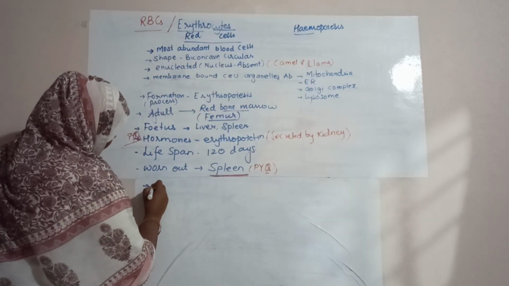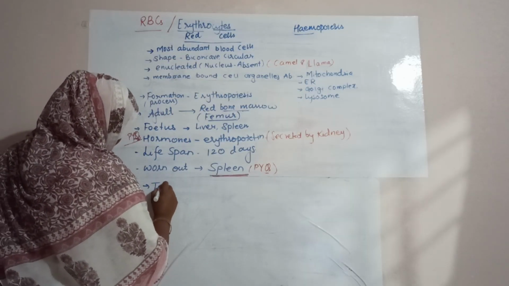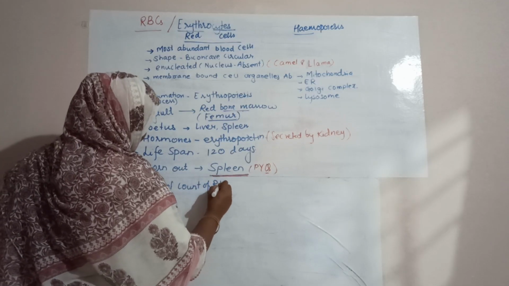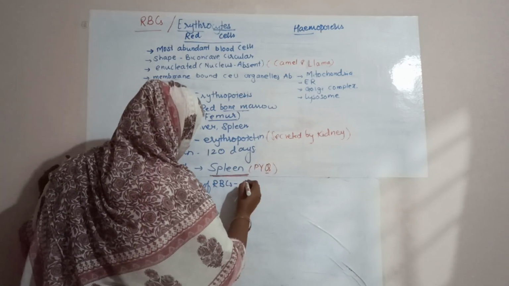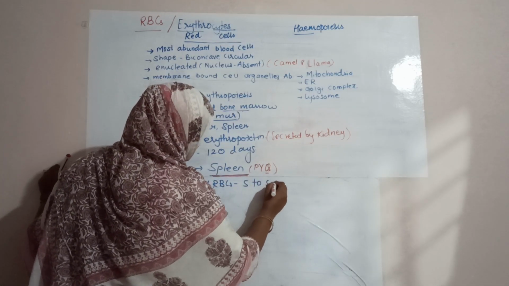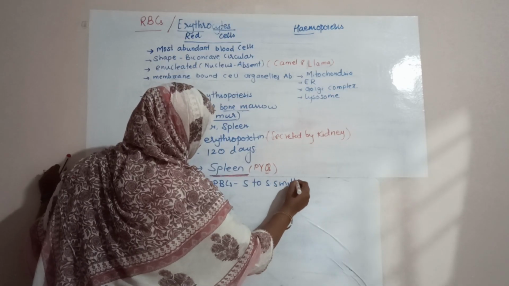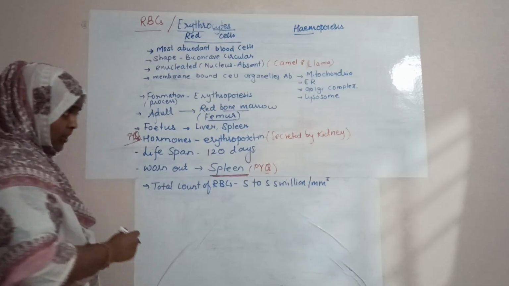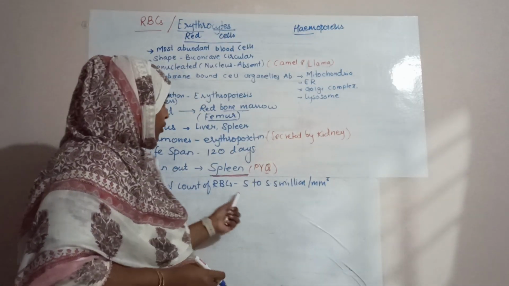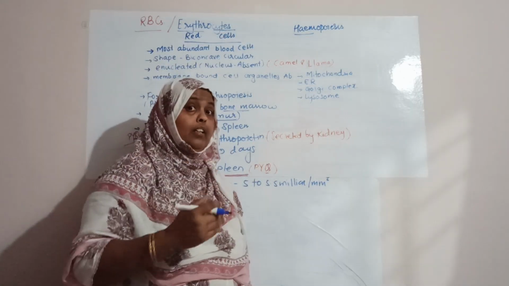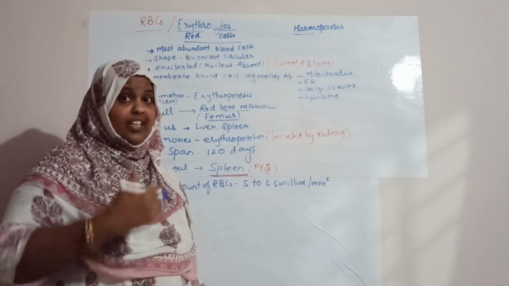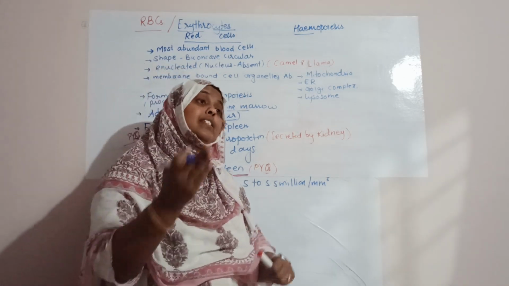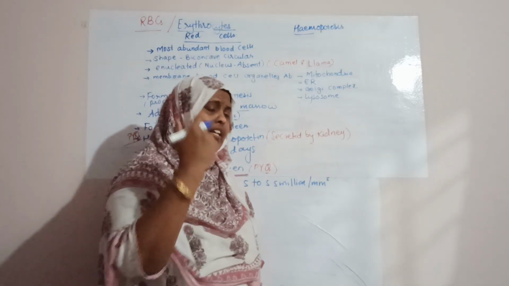The next point is related to the total count of RBC in an adult. In your NCERT they mention 5 to 5.5 million per mm³. Okay, it is mentioned in which way? 5 to 5.5. But the RBC ratio is higher, the volume of the RBC is higher in a male as compared to the female. Why does this happen?